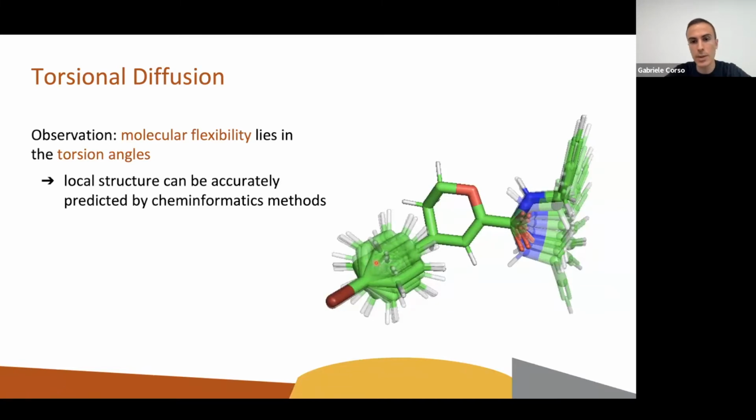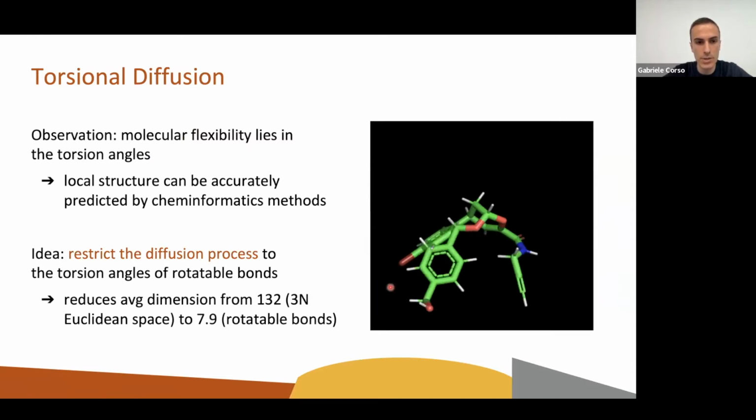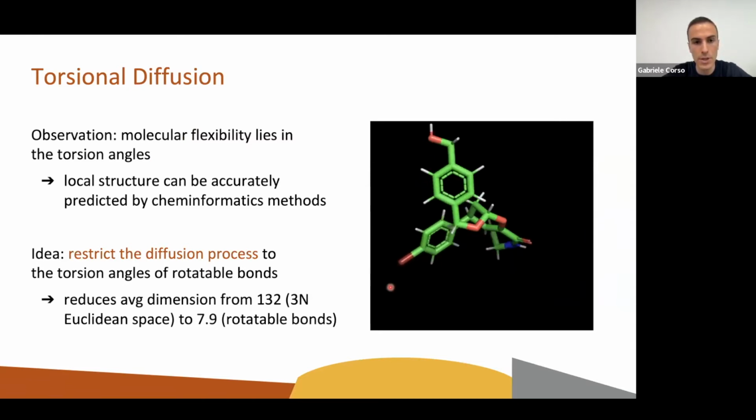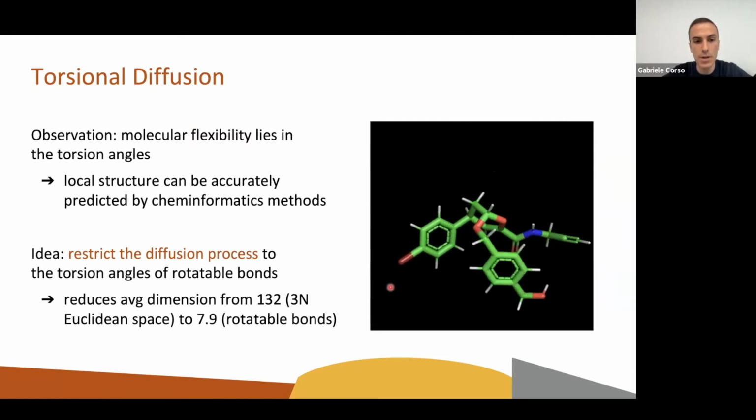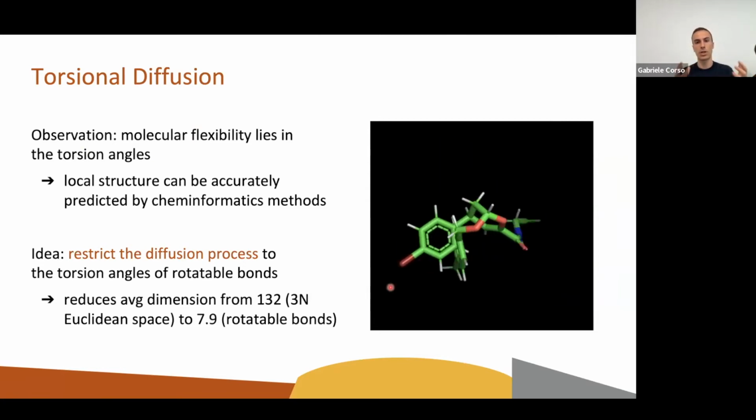So here we are showing the effect of rotating two of the torsion angles of this molecule. The one over this bond, which creates this effect, and this bond, which creates this effect instead. As I mentioned, the idea is that we restrict the diffusion process to the torsion angles of rotatable bonds. And this significantly reduces the average dimension of the space over which we operate for a drug-like molecule, which has on average 44 atoms.